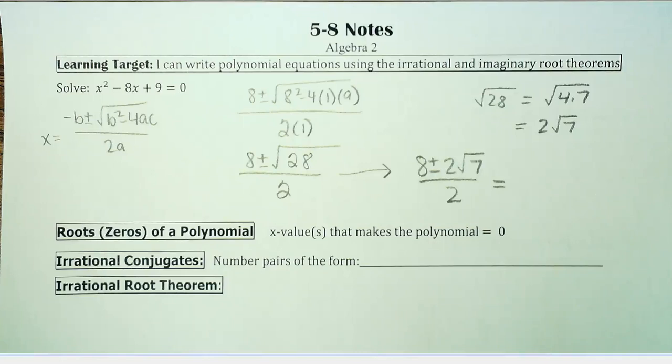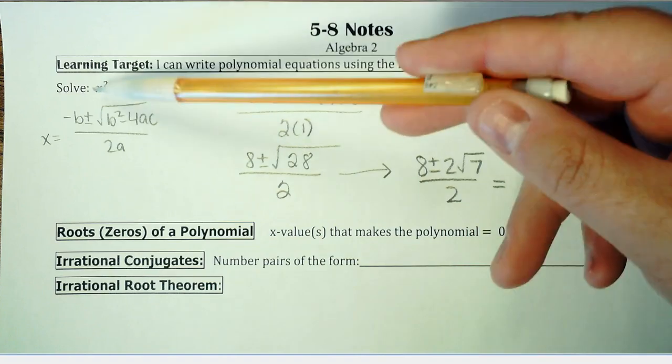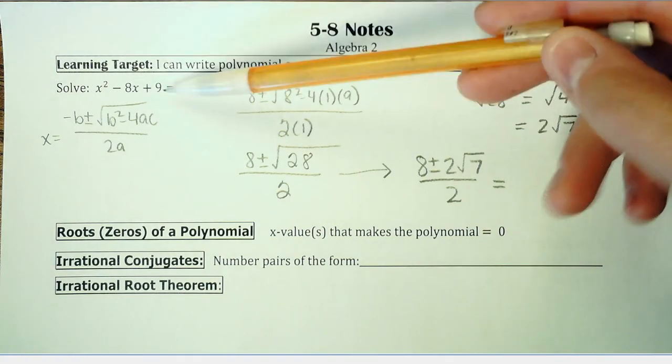Alright, we're going to do two theorems today related to solving polynomial equations, called the irrational and the imaginary root theorems. We're going to start out with irrational. What I have already worked out on the screen is a quadratic equation, and in this case I used the quadratic formula because you cannot factor the quadratic that's there. Using the quadratic formula, my a value is 1, b is -8, c is 9.